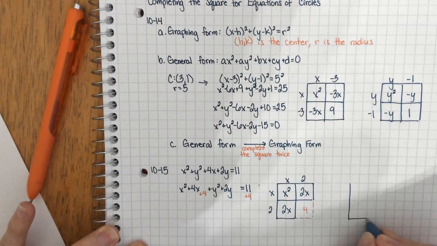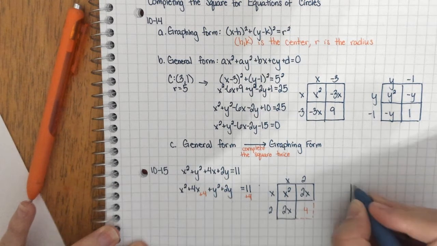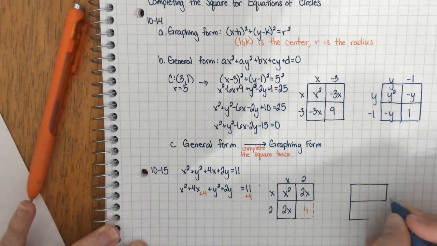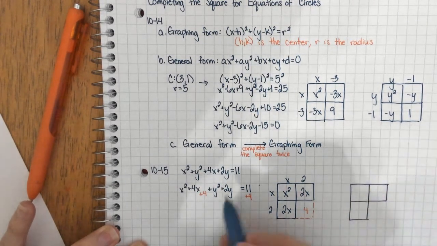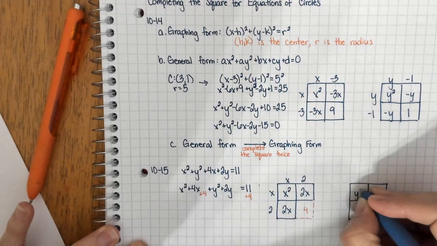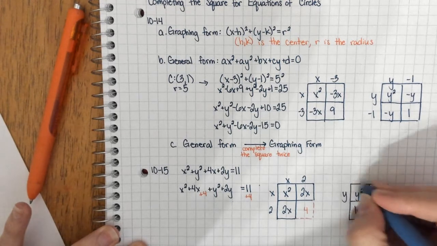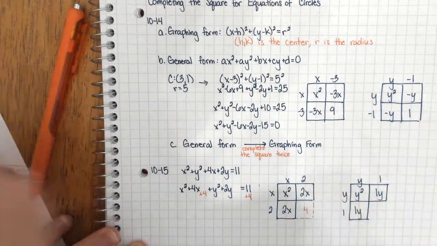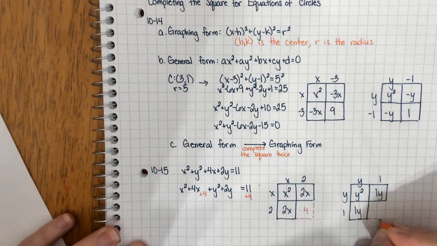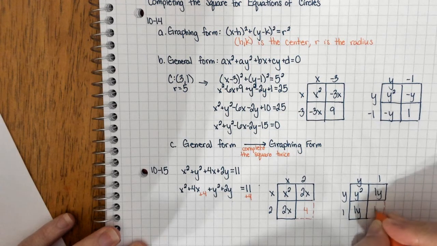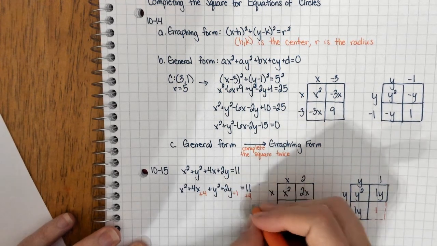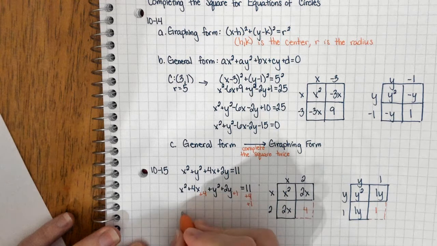Okay? Making my square for my y's now. So y squared plus 2y, so half of 2y is 1y, or just y. So y, 1, 1. We're missing a 1, so we're going to add a 1 here and add a 1 here.